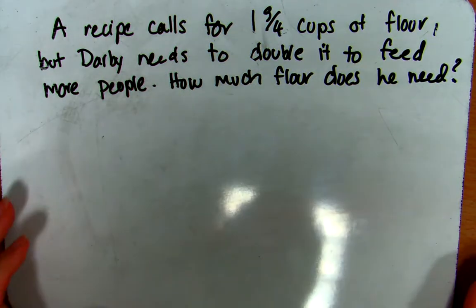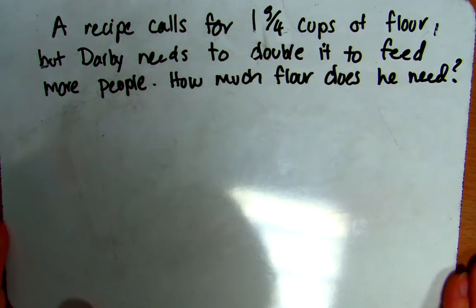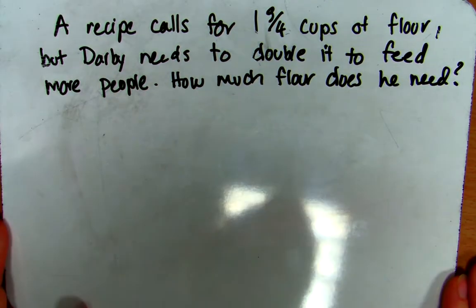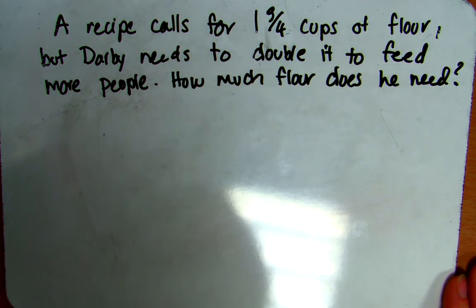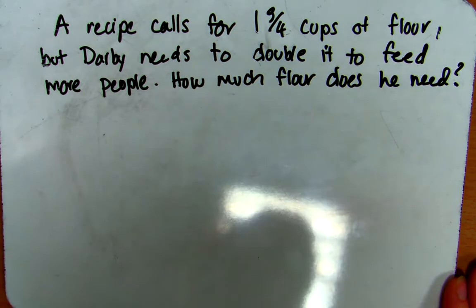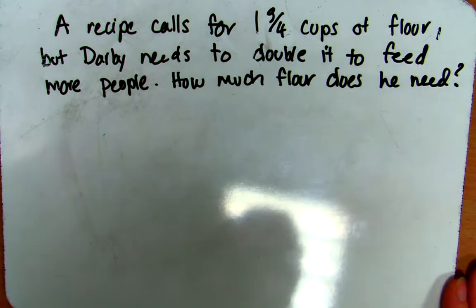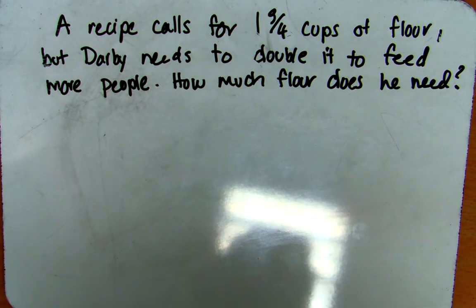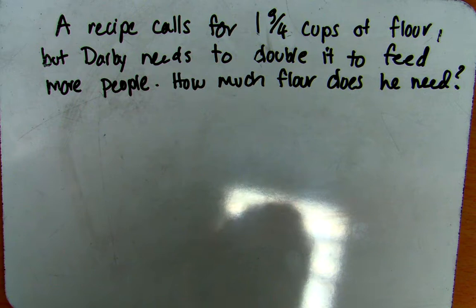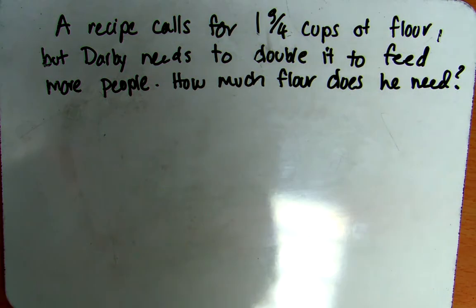Today's fun lesson is what do we need to do, both mathematically and modeling, when we're multiplying a whole number times a mixed number. We've done fraction times fraction, we've done fractions times whole. Now we're going to look at whole times mixed. Okay? So our problem is, a recipe calls for 1 3/4 cups of flour, but Darby needs to double it to feed more people. How much flour does he need?